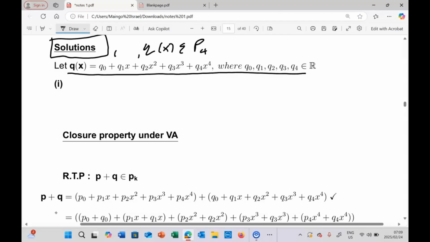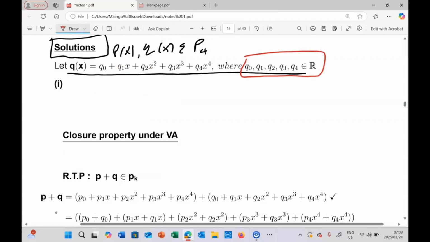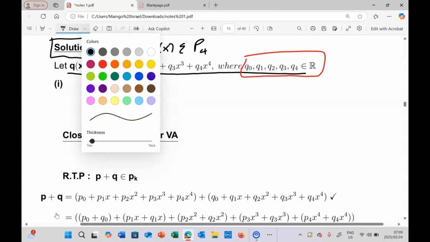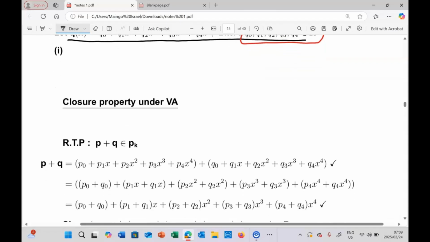This just simply means that P of X and Q of X belong to P4, and also their coefficients are real numbers. So that's what is given here. The coefficients are also real numbers. So now let's first verify the closure property under vector addition, because we've got two closure properties.